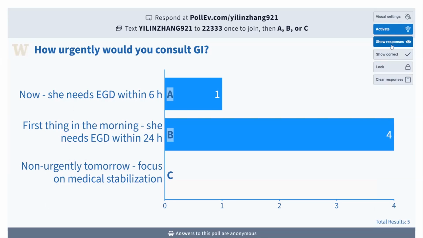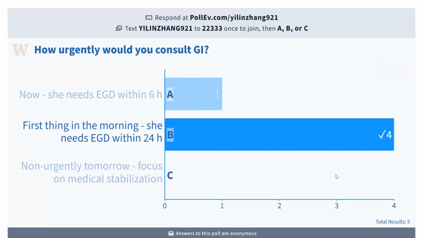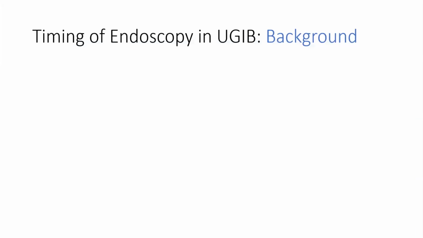A few of you guys have answered, but just to move things along, let's see. Most of you guys would say that the GI can be consulted in the morning, and she needs early EGD within 24 hours. And I would agree with that. And so let's talk about the timing of endoscopy and upper GI bleeds.